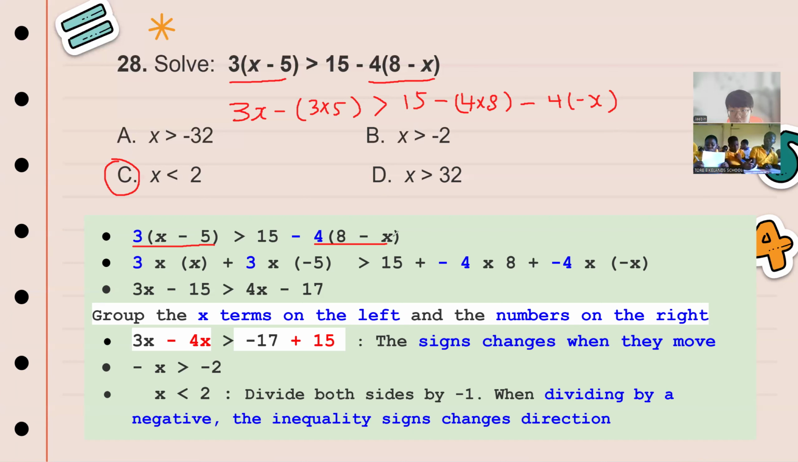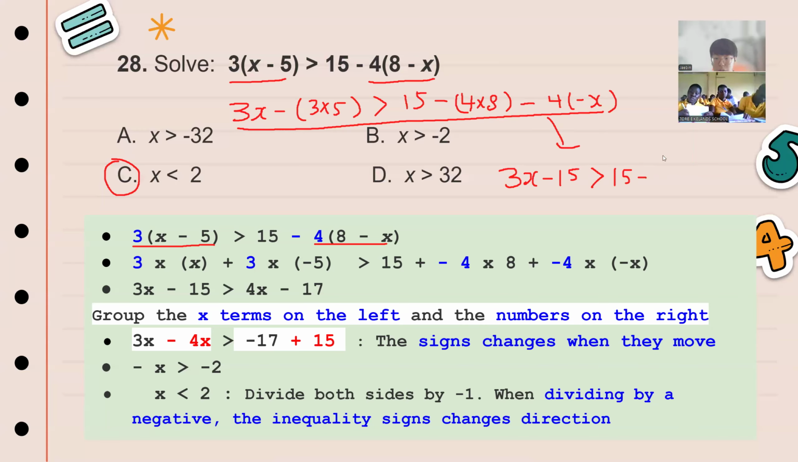Let's simplify. We get 3x minus 15, since 3 times 5 is 15, is greater than 15 minus 32 plus 4x, because negative times negative is positive.